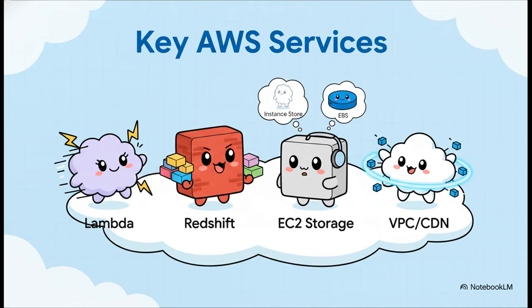AWS Lambda, that's for serverless computing. Amazon Redshift, think massive data warehouses. And of course, the core stuff, like VPCs and CDNs. But let's focus for a second on one specific area that trips a lot of people up: EC2 storage.